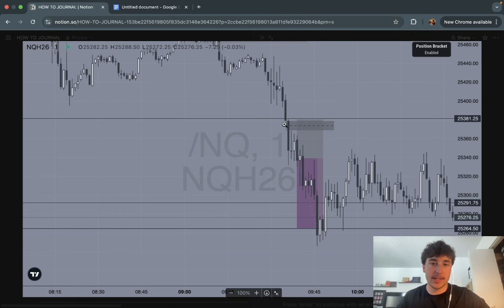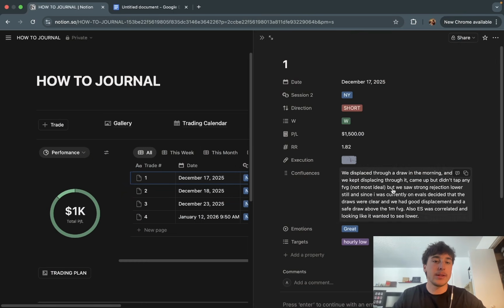So what I'm saying there is we just kept dumping. And once you see this candle, you're probably thinking, okay, I want to see us retrace into a 1 minute, 2 minute, whatever it is up here. We didn't get that, but we still had good displacement out of it, which made me think, okay, we didn't tap this 1 minute or 5 minute, whatever was up there, but it still looks like we're going to come and take out this low. That's what I was thinking in the trade, but we saw strong rejection lower still. And since I was currently on evals, I decided that draws were clear and we had good displacement and a safe draw above that 1 minute fair value gap.